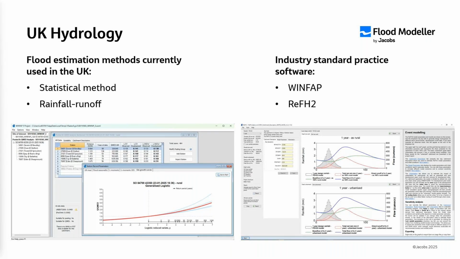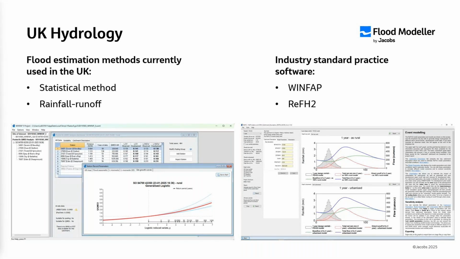The flood estimation methods can be categorized into two main approaches. The first one would be the statistical method, which relies on historical river flow data, which spans over several decades to predict peak flows during extreme events. While the second approach is the rainfall runoff, a conceptual catchment modeling method, which generates designed flood hydrographs based on estimates of extreme rainfall.